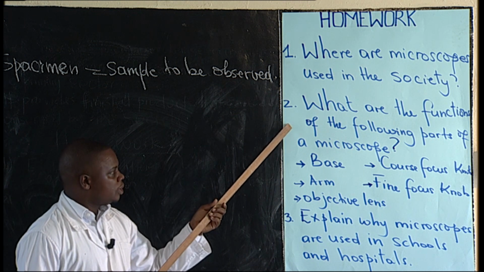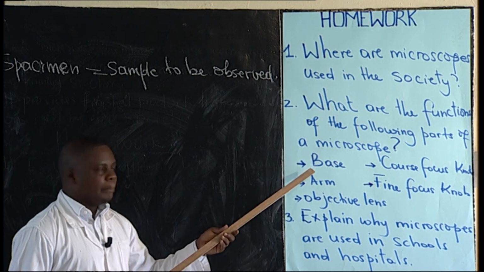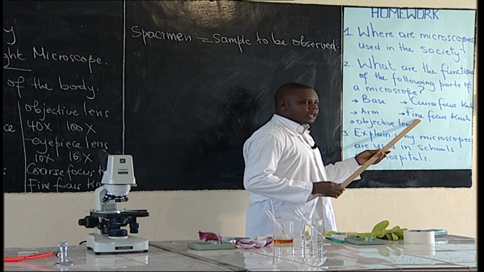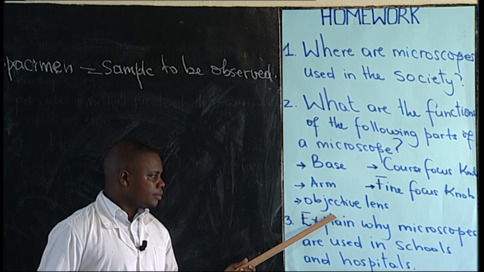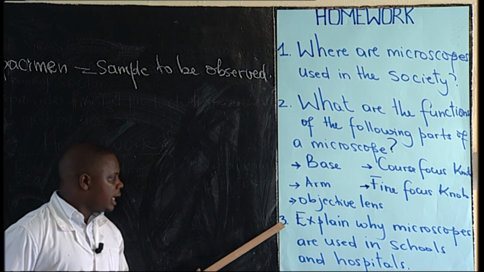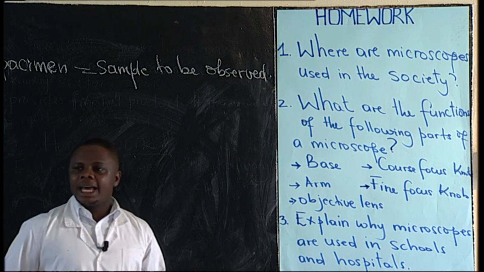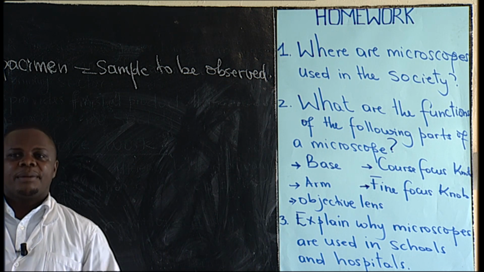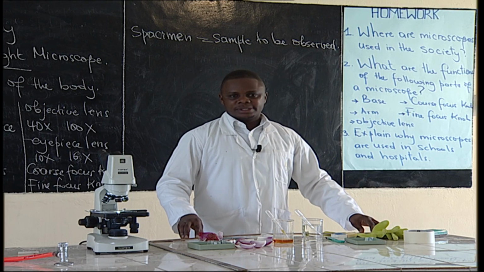Question number 2. What are the functions of the following parts of a microscope? Base, arm, coarse focus knob, fine focus knob, then objective lens. Hope you are able to give functions of those parts of a microscope. And then question number 3, explain why microscopes are used in schools and hospitals. Why do schools use microscopes, and why hospitals need microscopes?